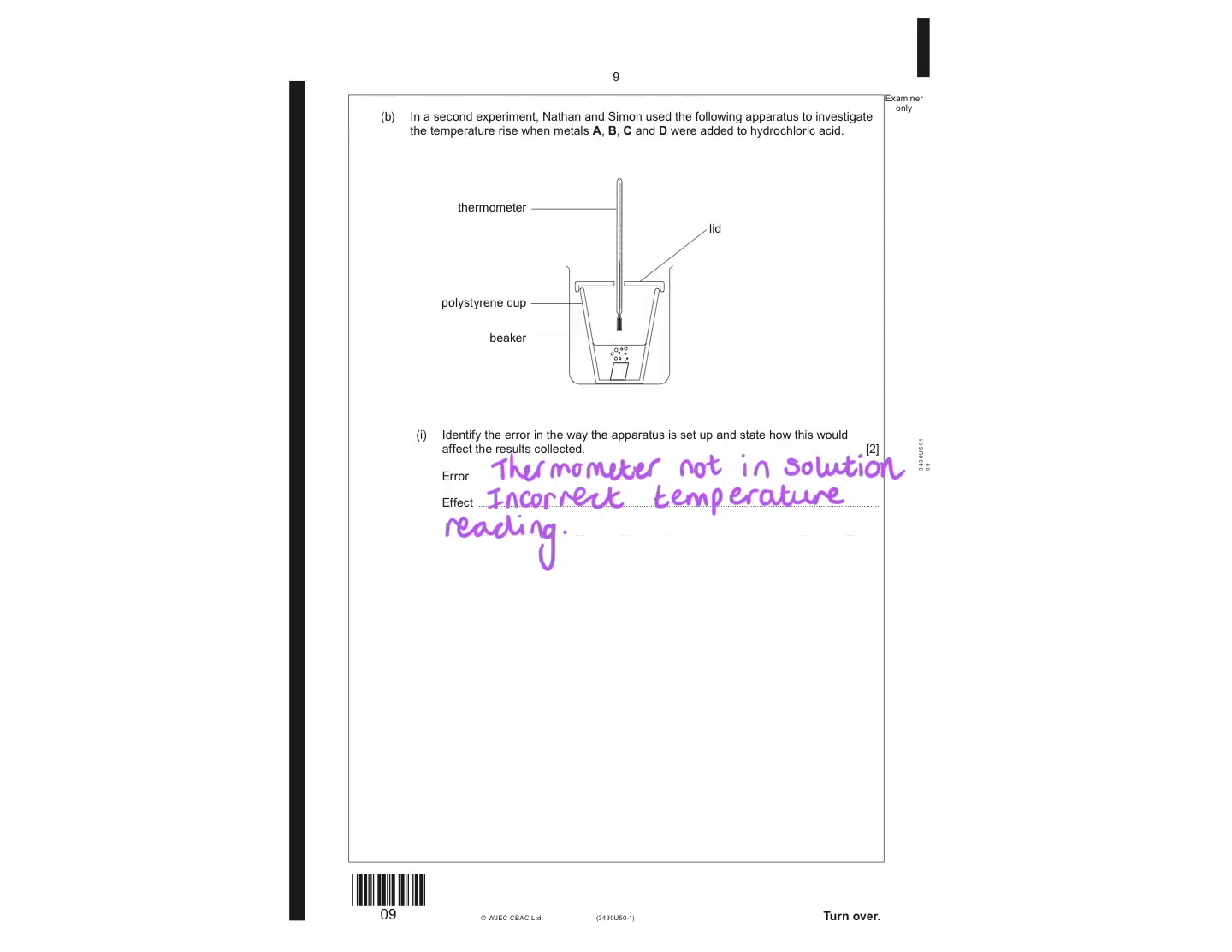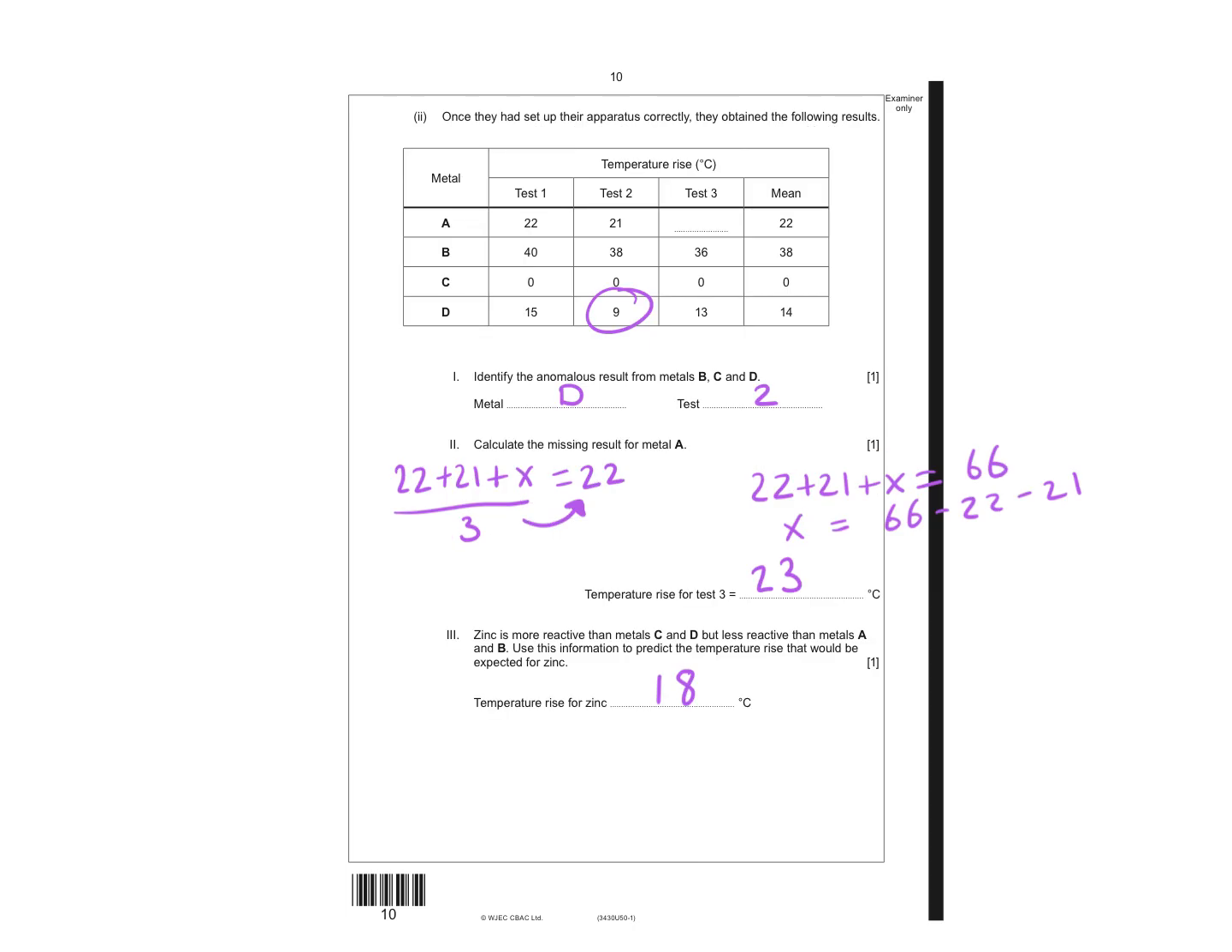In the second experiment, Nathan and Simon used the following apparatus to investigate the temperature rise when metals A, B, C and D were added to hydrochloric acid. Identify the errors in the way the apparatus is set up and state how you would collect the results. So first off, you can see here the thermometer is not in the solution. So the thermometer is actually measuring the temperature of the air, not the solution, and the effect is that it would give an incorrect temperature reading.